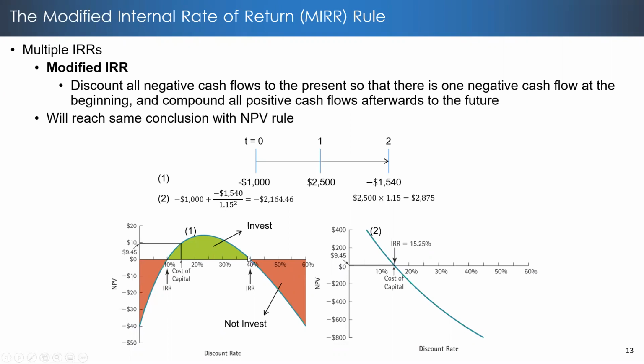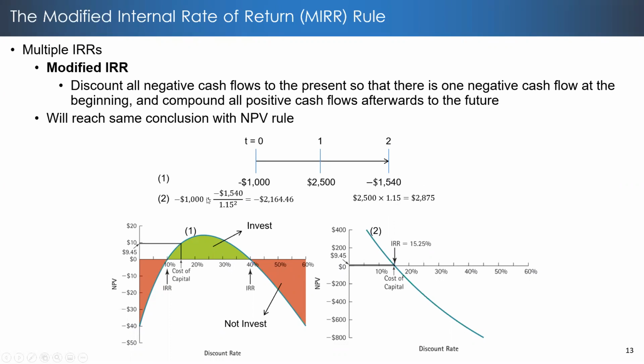One over here around 10%, one over here around 40%. So what the modified IRR rule does is that it manually converts all the negative cash flows to the beginning and shifts all the positive cash flows to the end. So after doing that, we will only end up with two cash flows: a sum of negative cash flows in the beginning and a sum of positive cash flows in the end.